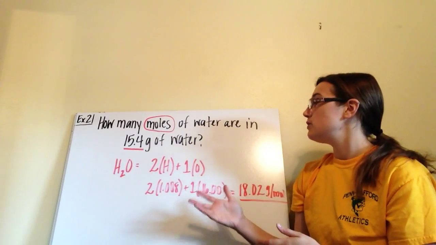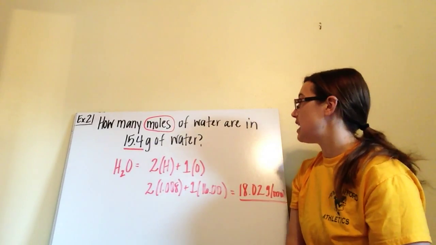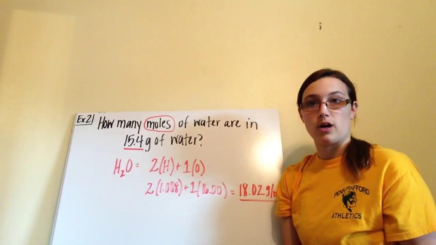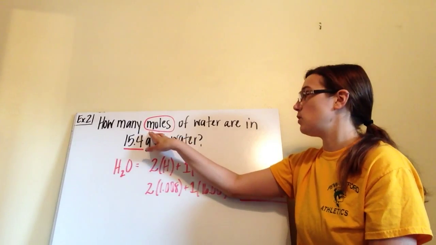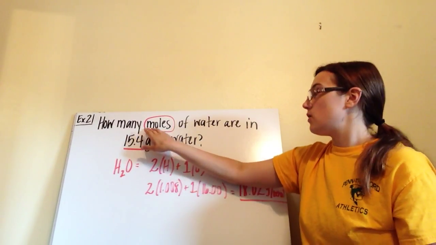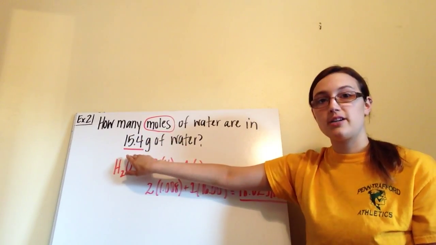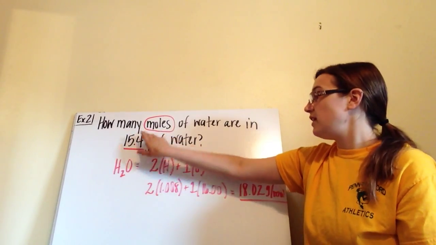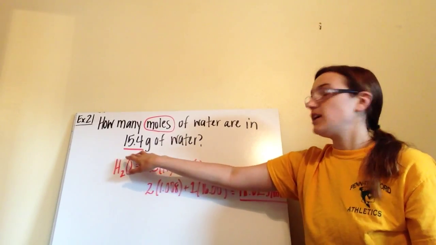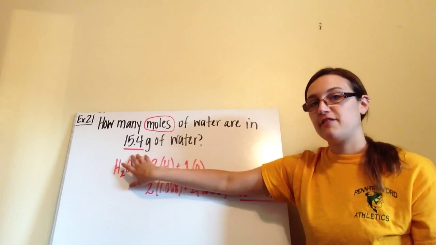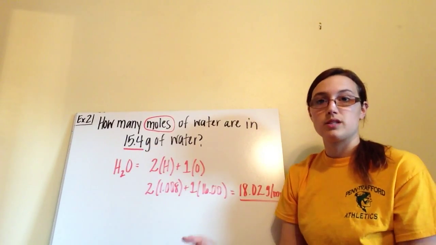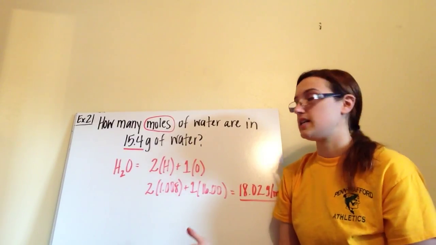So what we're going to do is go through example 2, which says how many moles of water are in 15.4 grams of water. And so what I already did was circle what we're trying to find. The problem is asking us to find moles. So I circled moles and I underlined our given. So we're trying to find moles, we're given 15.4 grams of water. Now whenever you're given grams of something, you're going to have to find the molar mass, okay? Because you always want to convert to moles. In this case, that's what the problem is asking us to do.